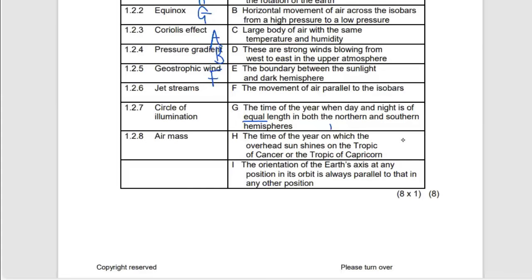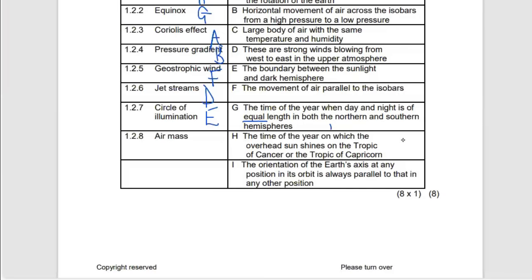Then jet streams, what we call jet streams, those are strong winds which blow in the upper atmosphere. The description for jet streams matches with the response number D. Number D says, these are strong winds blowing from the west to the east in the upper atmosphere. Those are jet streams. The circle of illumination matches with item E, which says the boundary between the sunlight and the dark hemisphere.